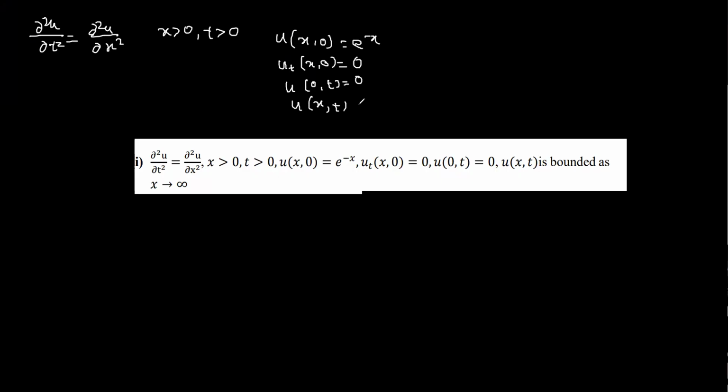u(x,t) is bounded. Bounded means it is any function, right?